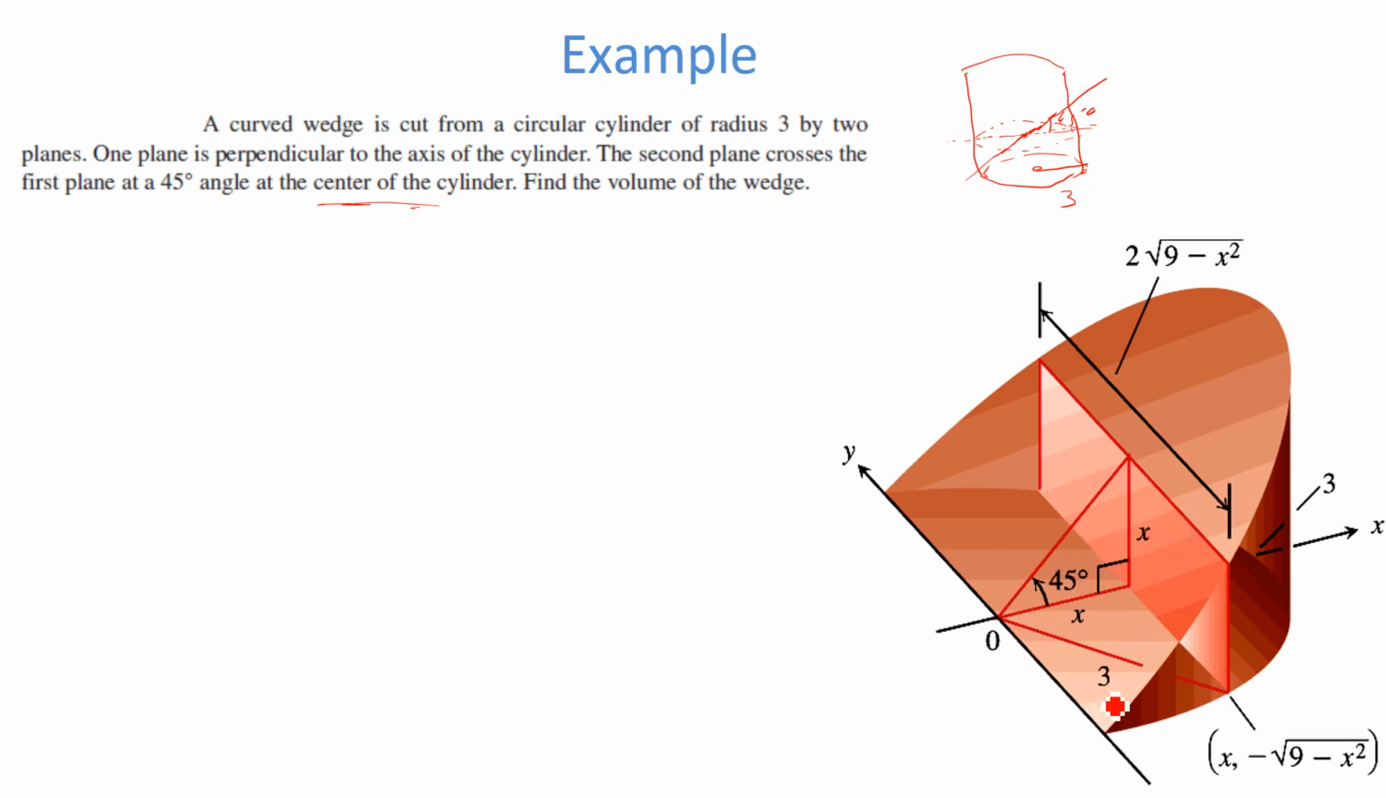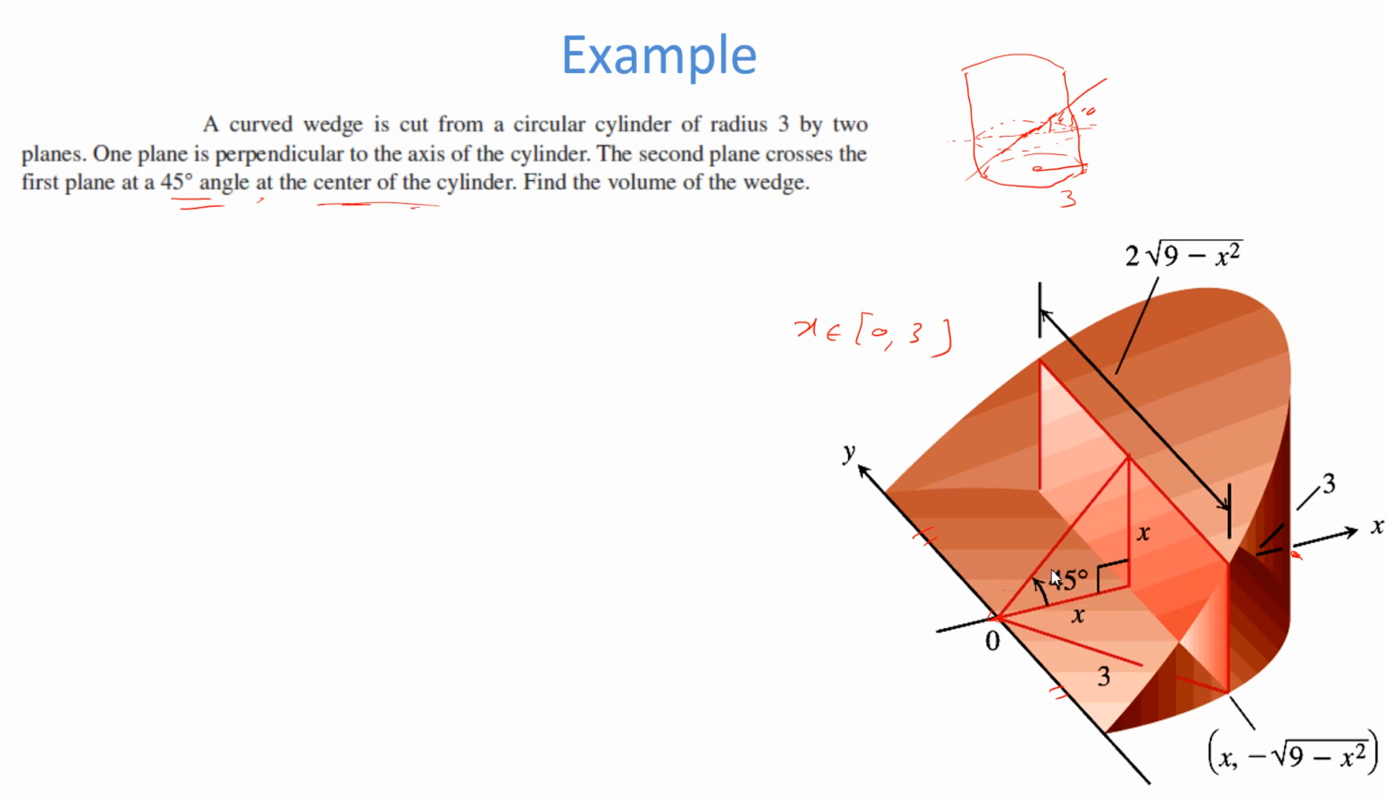This angle is 45 degrees. This is the base of the wedge, and since the radius is 3, this length is 3, and this length is also 3, from this point to this point, because this is the semicircle. This angle is 45 degrees as given in the question. Now let x be any point in the interval [0, 3] on the x-axis, then what is the cross section of the wedge?